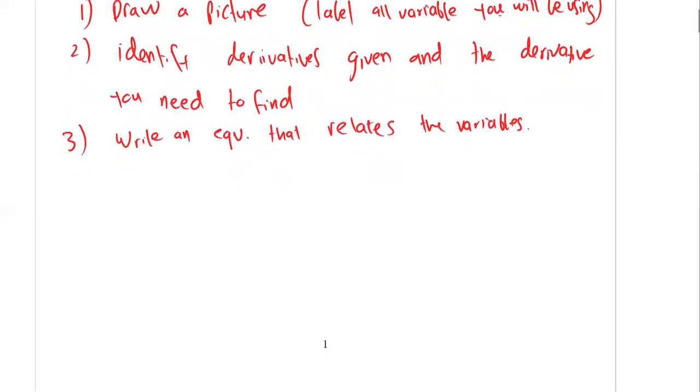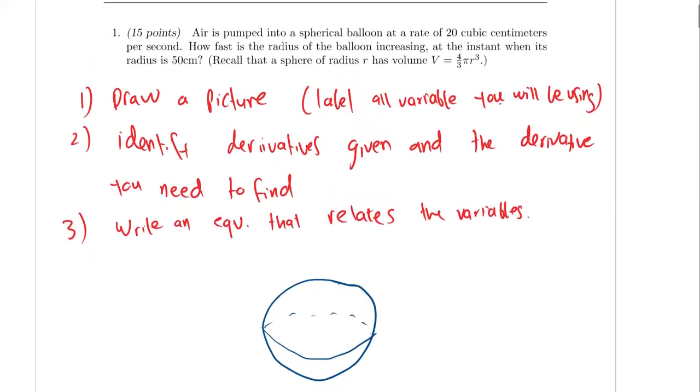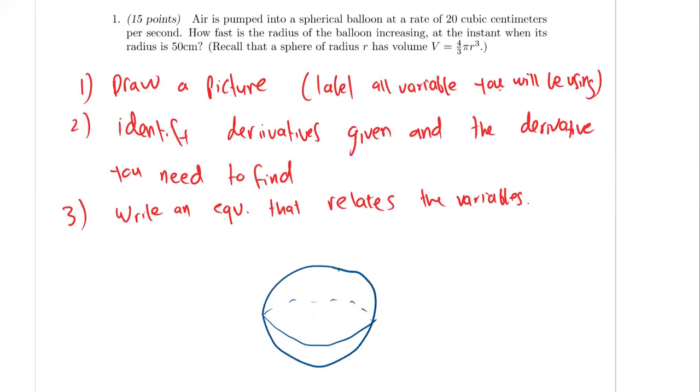If we first draw a picture, it's a sphere, but I'm just going to draw it like a circle. But think of it as a sphere. It's in 3 space, so maybe I can do something like this. So it's a sphere. What do we have? Air is being pumped into a balloon at a rate of 20 cubic centimeters per second. So the volume is changing at that rate. So it's expanding.